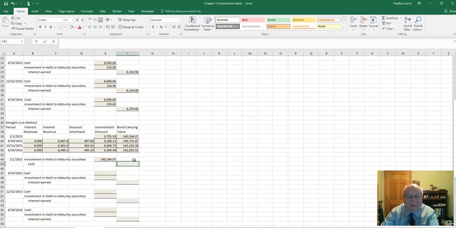140. Okay, this is the amount you actually paid for it. This is what it was worth. Cash. Okay, we still received the $6,000. The difference is that this is going to be $487.80, and this is going to be the same entry all the way down. And then this is going to be the 6,000. Oops.